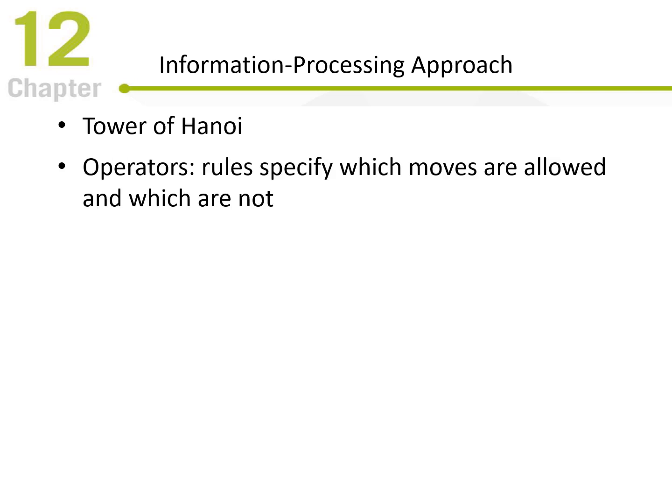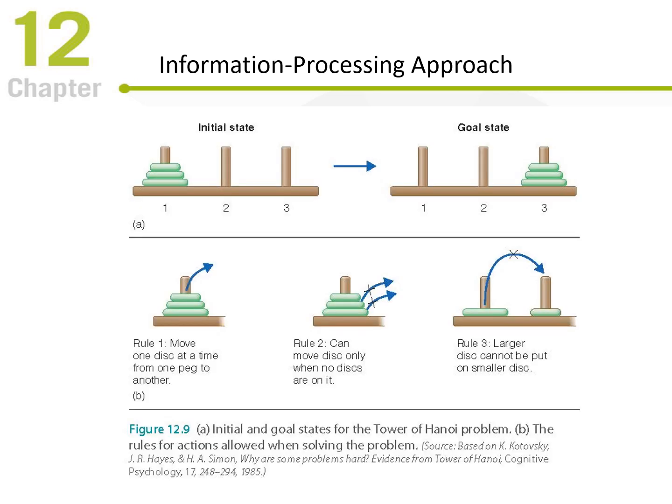Now, a good example of this type of problem is the Tower of Hanoi problem. We'll take a look at that on the next slide. But basically, with the Tower of Hanoi, we have operators. So these are specific rules in which moves are allowed in this problem and moves that are not allowed.